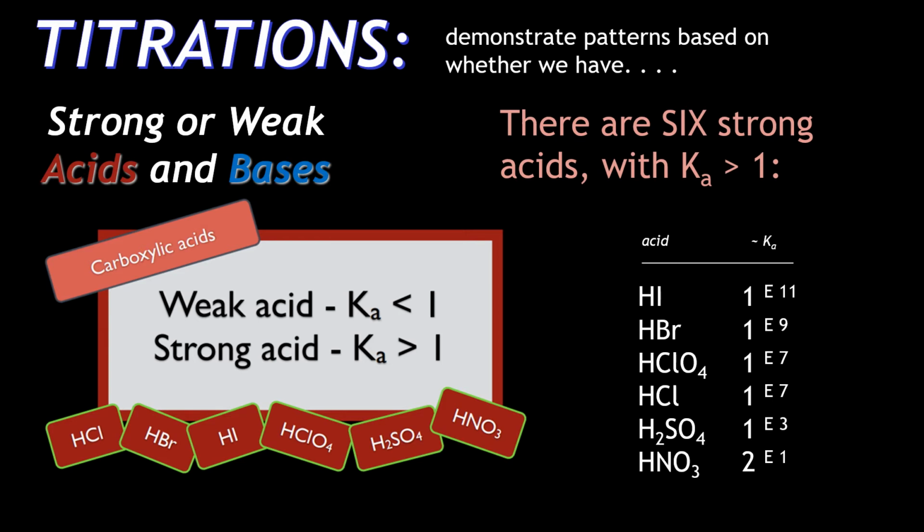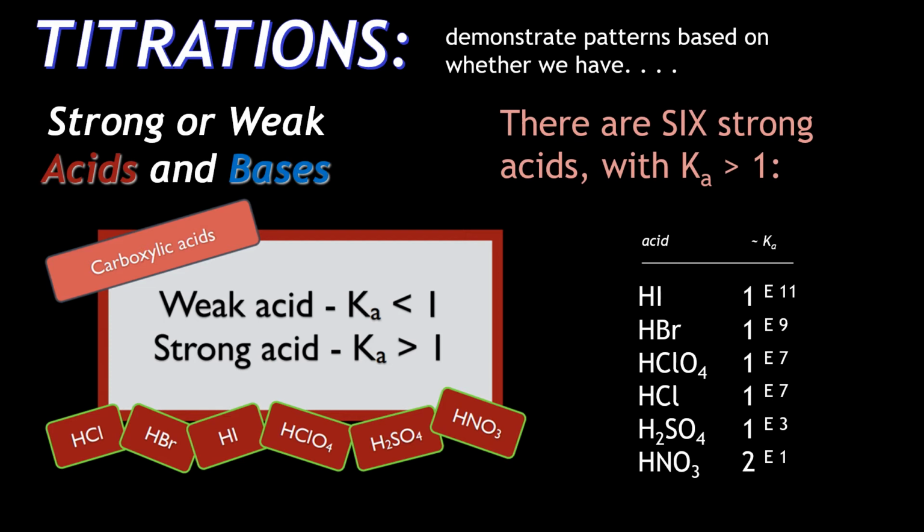And you can see that they all have dissociation constants which are greater than 1, all the way from nitric acid, which is basically 2, all the way up to hydroiodic acid, which is 1 times 10 to the 11th power.